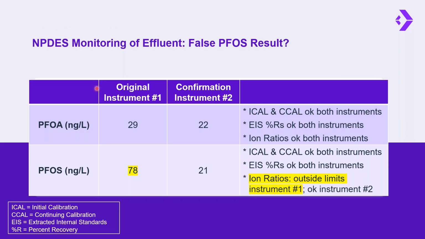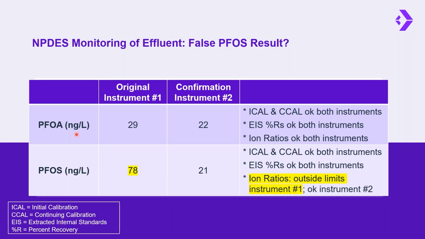All right, so now we're going to look at the second example of a false positive result for PFOS, or maybe not necessarily a false positive, but an exaggerated concentration or high bias for PFOS. And the purpose of the sampling here for this example was for compliance with a monthly monitoring requirement for PFOS and PFOA in the facility's NPDES permit. And for this example, we collected an effluent sample.